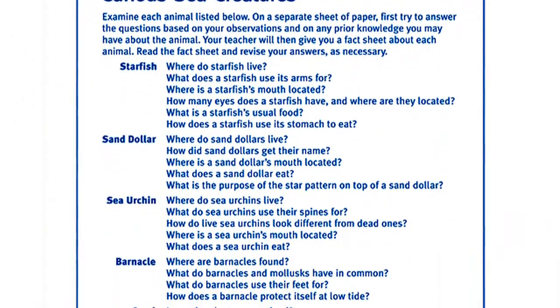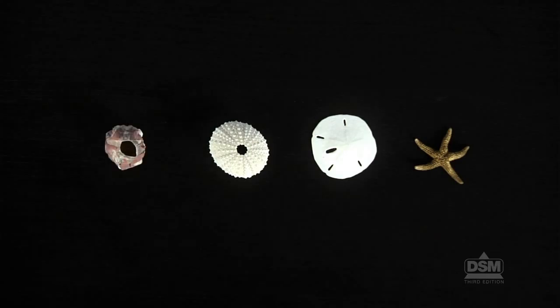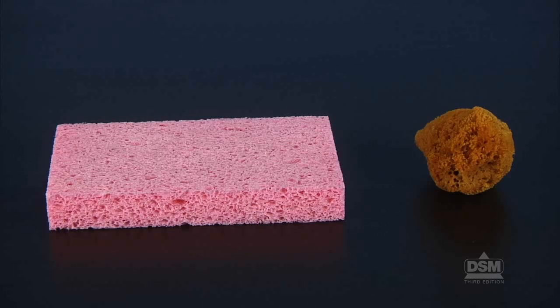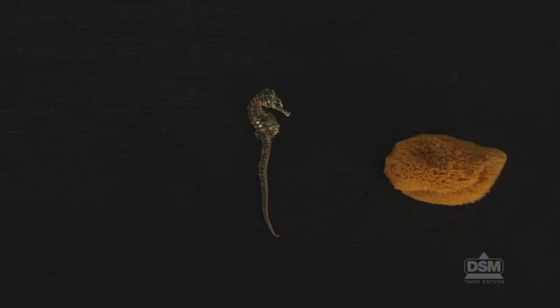To prepare for the activity, make a copy of Activity Sheet 12 and the fact sheets for each student. You may want to have an artificial sponge on hand for students to compare with an organic sponge. Each team of 4 will need a starfish, a sand dollar, a sea urchin, 1 or more barnacles, and an optional piece of synthetic sponge. Each team will also need 2 magnifiers, a box of crayons, and a sheet of white paper on which to place their specimens. Note that teams of 4 will take turns examining the 4 seahorses, natural sponges, and pieces of coral.